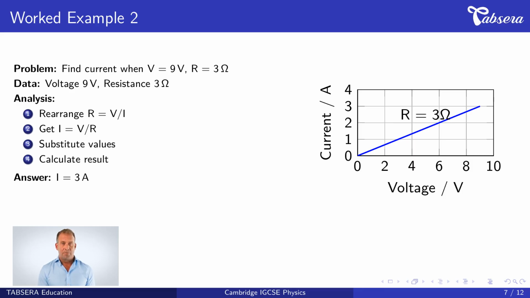Example 2 applies the same principle differently. The problem is, find current when voltage equals 9 volts and resistance equals 3 ohms. The data shows we have voltage of 9 volts and resistance of 3 ohms and we need current.